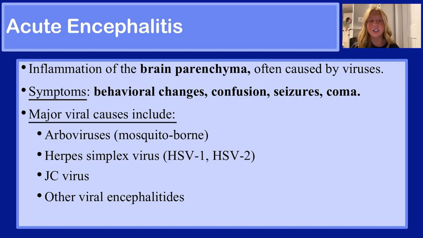And then viruses like the West Nile virus are transmitted by mosquitoes. And HSV-1 can reactivate in the trigeminal ganglion and infect the brain, especially the temporal lobes. And then we have JC virus. These cause progressive multifocal leukoencephalopathy in immunocompromised individuals, but others are just seasonal outbreaks.